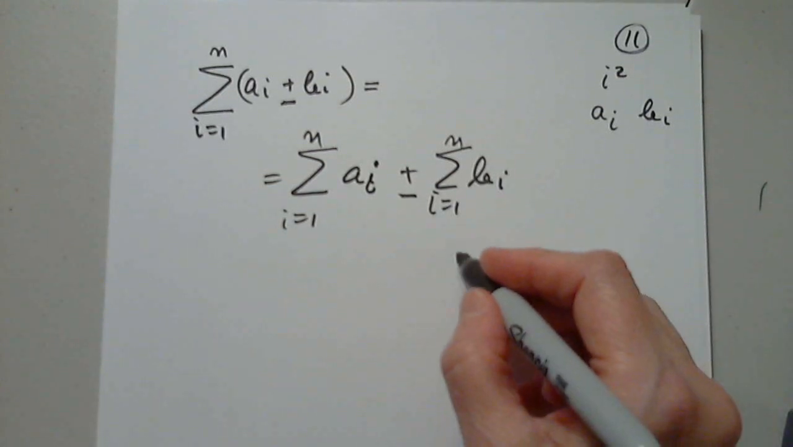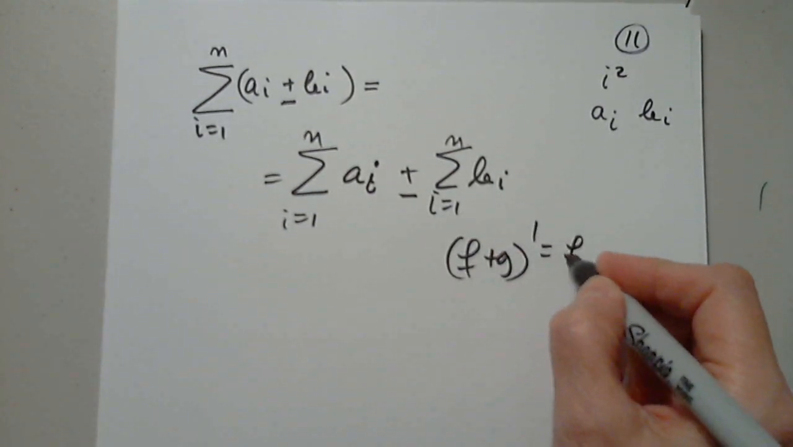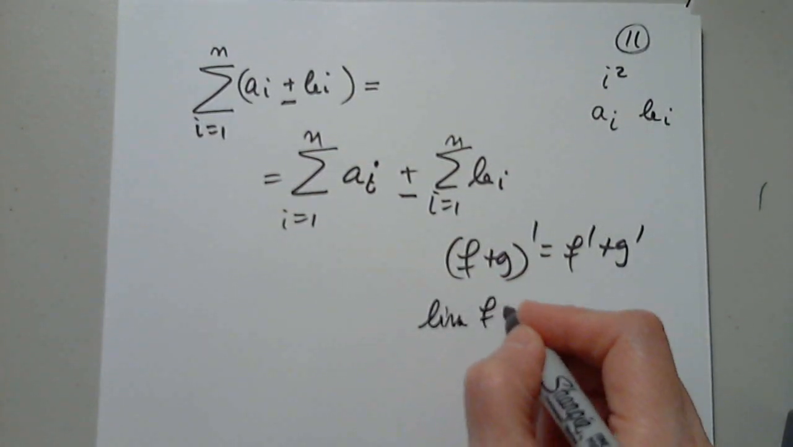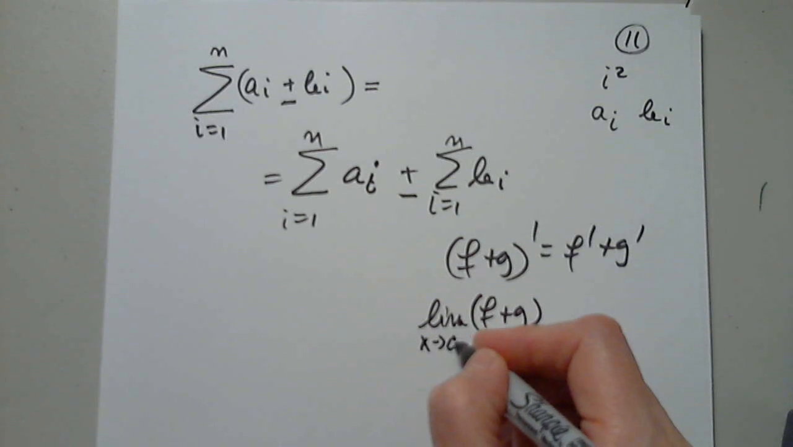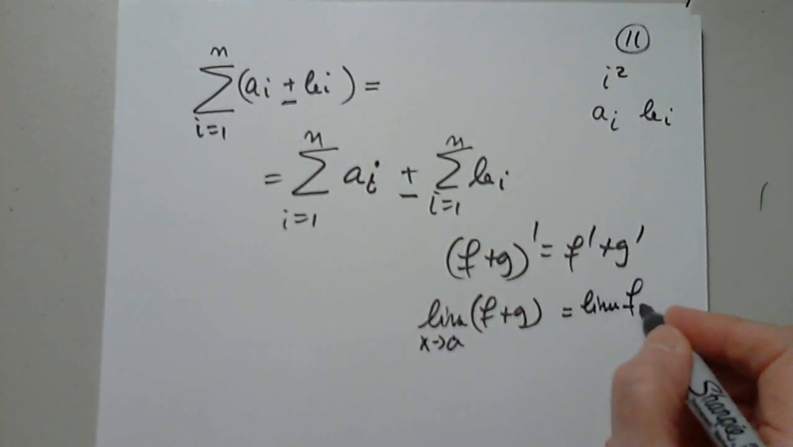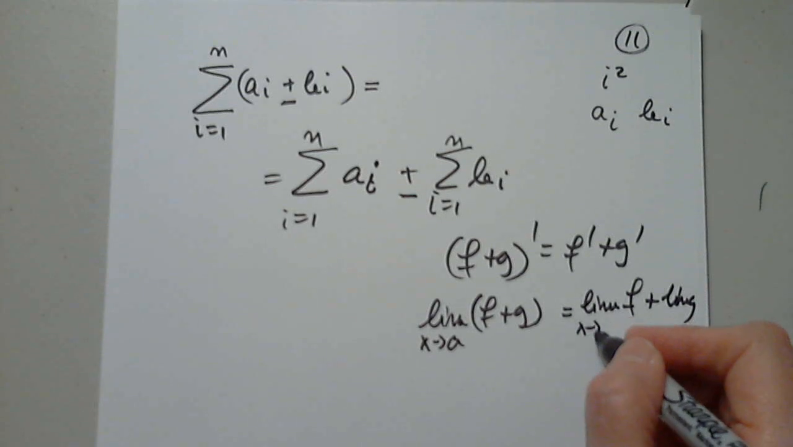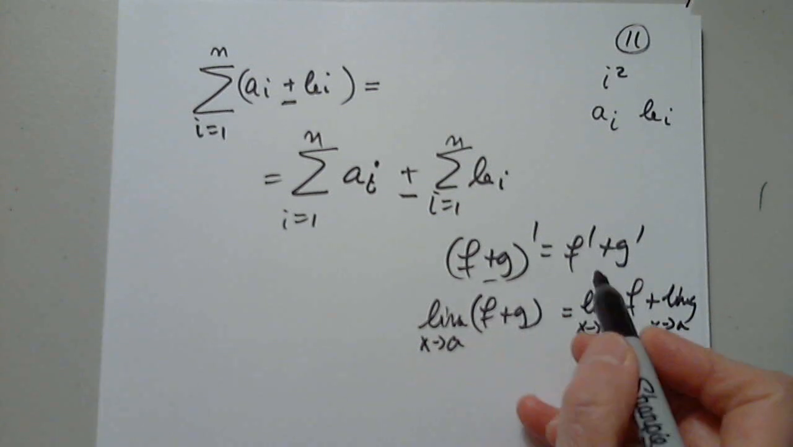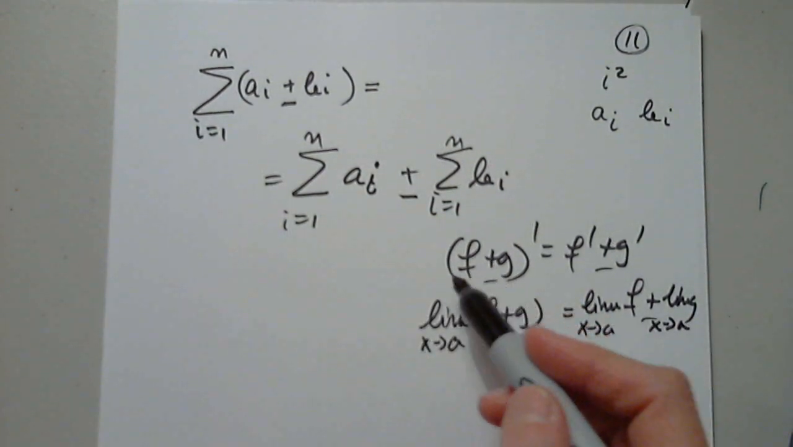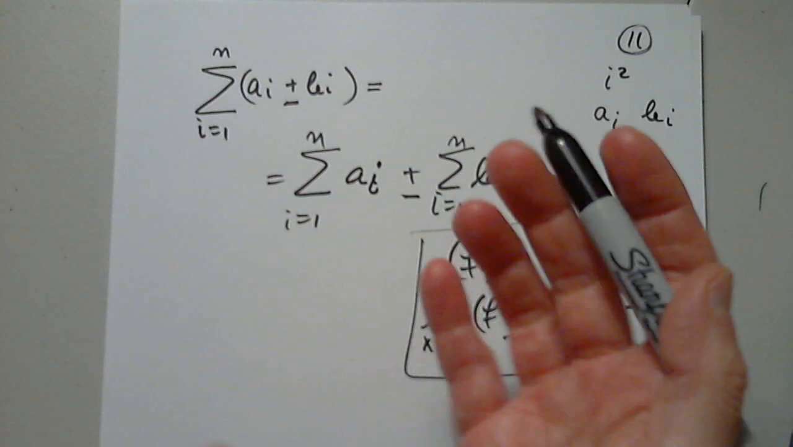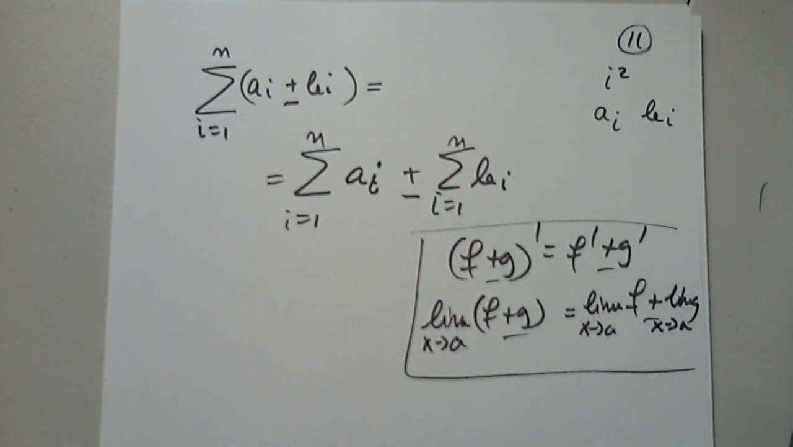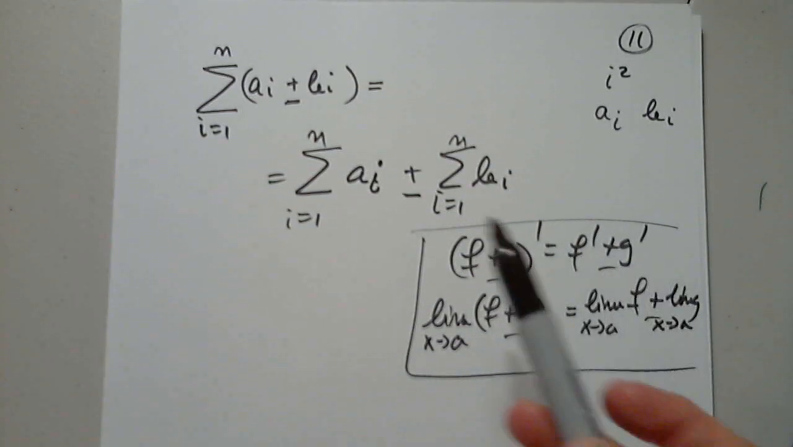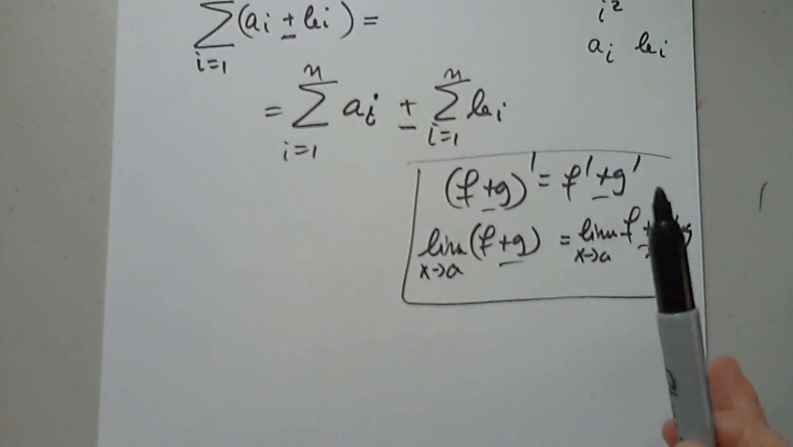Have we ever seen this before? Well, yes, of course. F plus G prime is F prime plus G prime. That's exactly the same. Another one, limit of F plus G as x approaches A is limit of F plus limit of G as x approaches A. It's the same property. If I have minus, of course, same thing. Same concept. Yes, it's a different idea, but it's the same concept. Meaning the derivative of the sum is the sum of derivatives. Same thing here. And of course, there is one more.